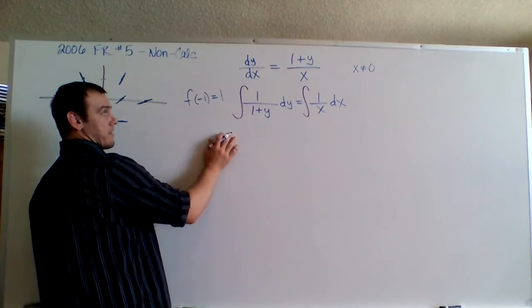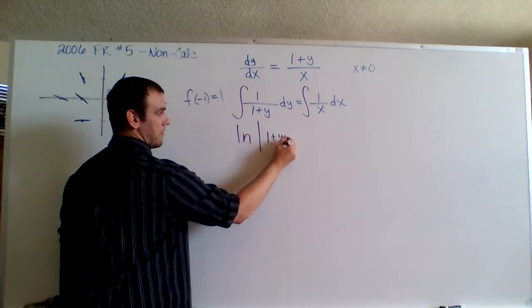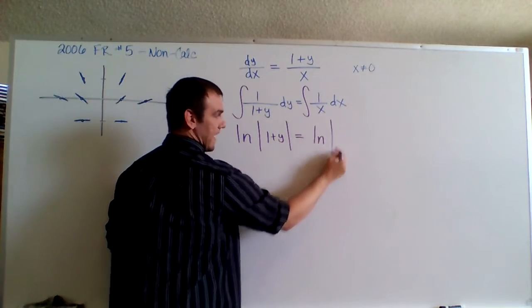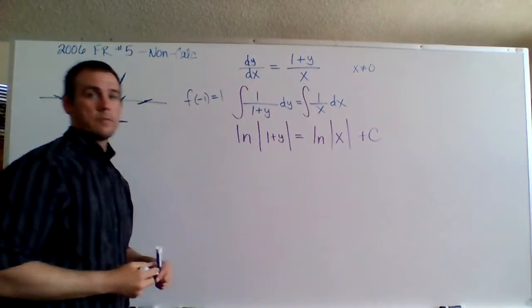So when we integrate, we're going to get natural log of the absolute value of 1 plus y is going to equal the natural log of the absolute value of x, and you got to put your plus c there. Okay?